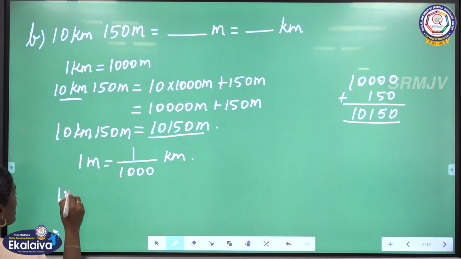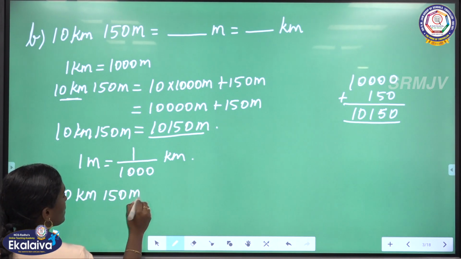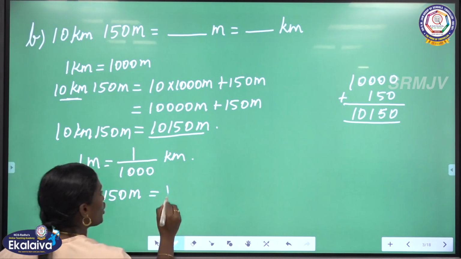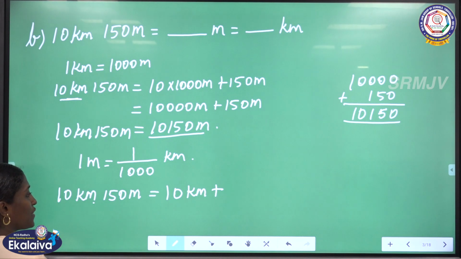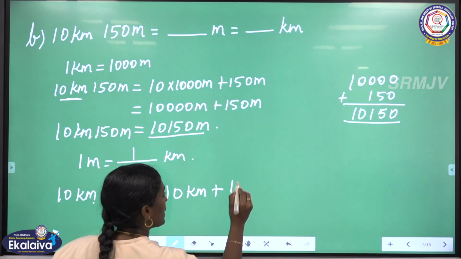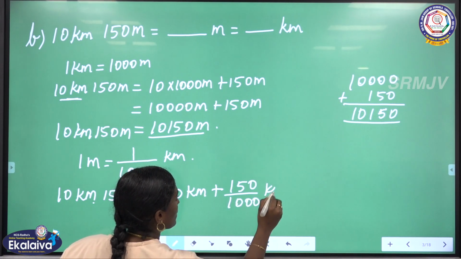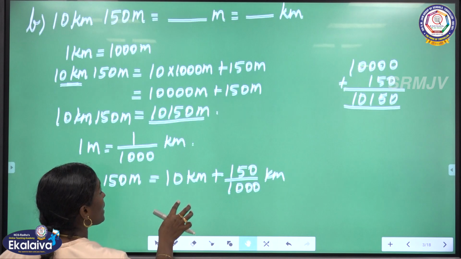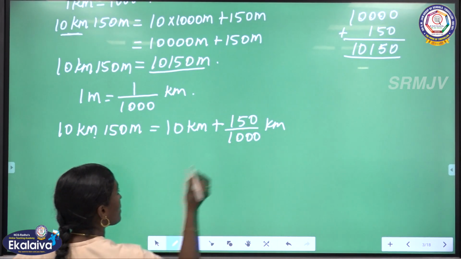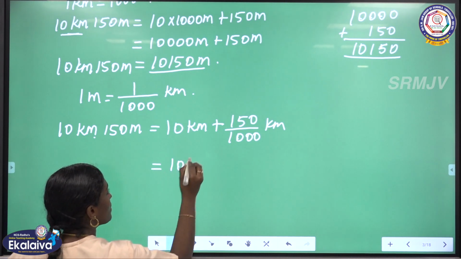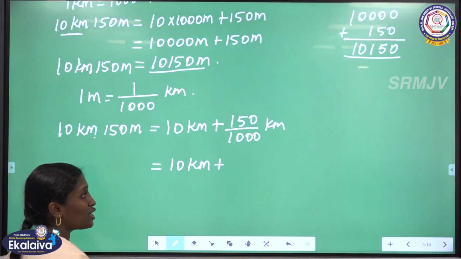The given measurement is 10 kilometer and 150 meter. Here 10 is already in kilometer, so we keep it as it is, and we are going to convert 150 meter to kilometer. So 150 divided by 1000 kilometer. While dividing a number by 10, 100, or 1000, according to the number of zeros in the denominator, we need that many decimal places. Here in the denominator, 3 zeros are there, so we need 3 decimal places.